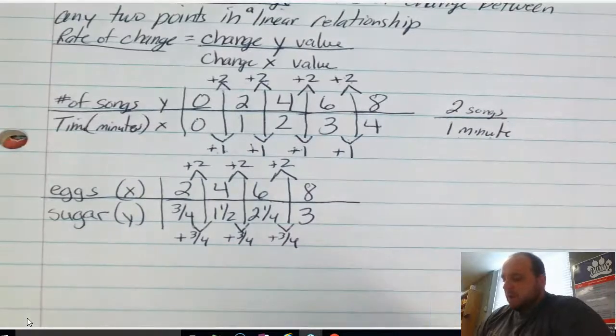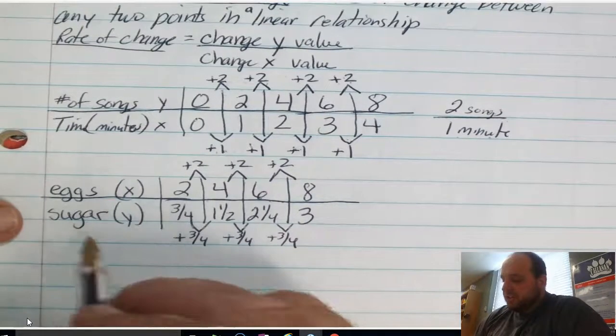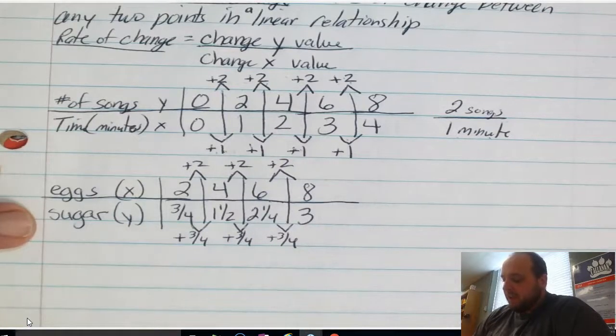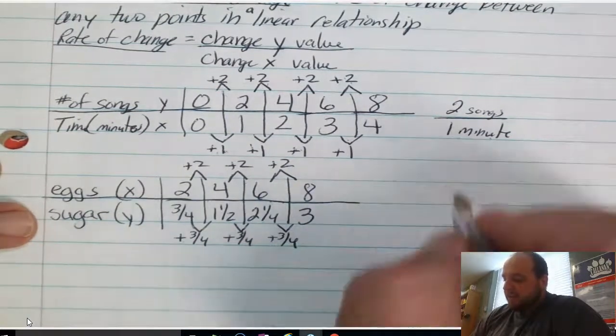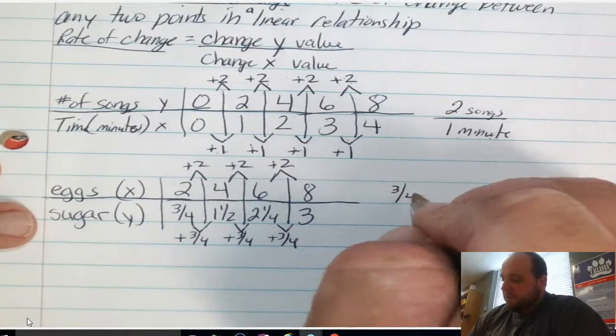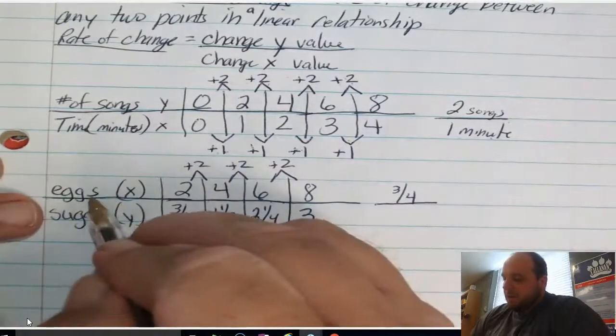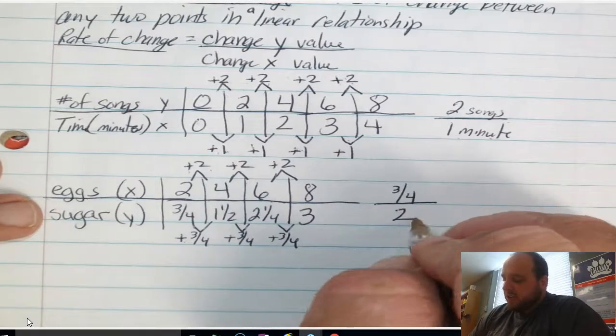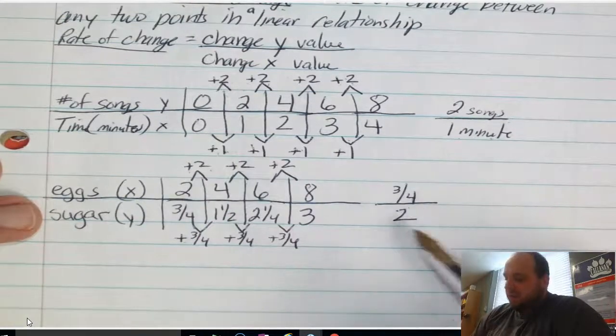Okay. So I'm going to go ahead and write this as a rate of change. Again, noticing that the sugar is the y value and eggs are my x value, this constant y value is going to go on top. So I'm going to put 3/4 on top. And the constant change in the number of eggs is going to go on the bottom. So I have 3/4 over 2.